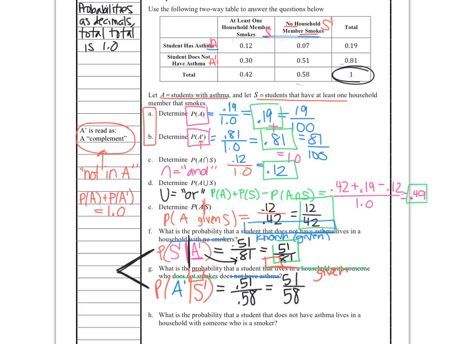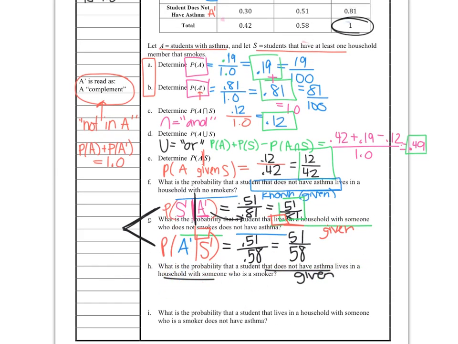And we're looking at H, where it says that we have the question, what is the probability that a student that does not have asthma, so that's given, lives in a household with someone who is a smoker? Okay, so try to write out your statement yourself here. Probability of something given something, and try to come up with your own fractions. Actually, do that for the next two. And then I'll put my answers on here and explain them. That way, if you are struggling, you can understand.